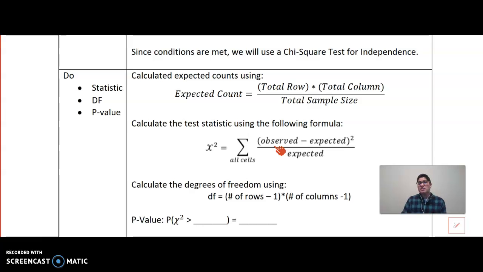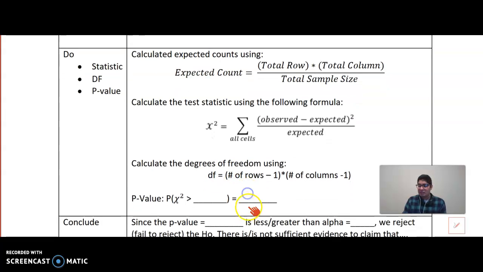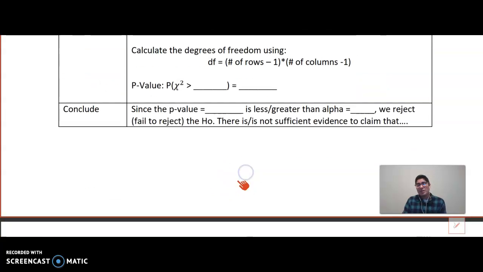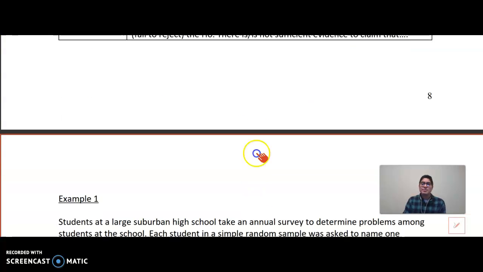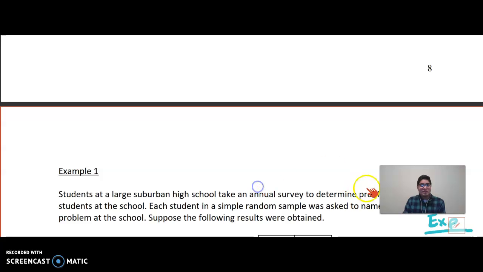We'll find the test statistic by adding up all of the contributions, the degrees of freedom by multiplying the row and the column totals minus 1, and then finding our p-value by using the degrees of freedom to determine which chi-square curve we will be using. Now, if we can reject the null hypothesis, it's because we have enough evidence to suggest that the two variables are dependent, or here, if we fail to reject the null hypothesis, we do not have enough evidence to suggest they're dependent. Let's take a look at an example here.